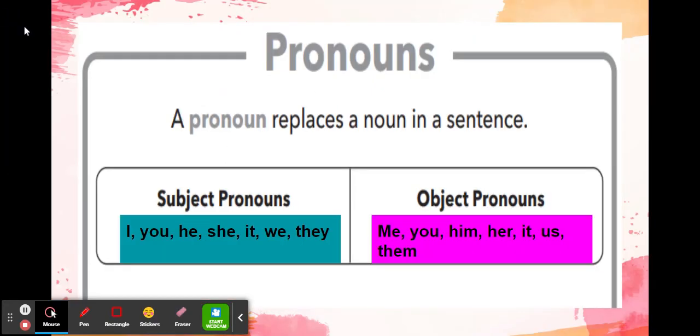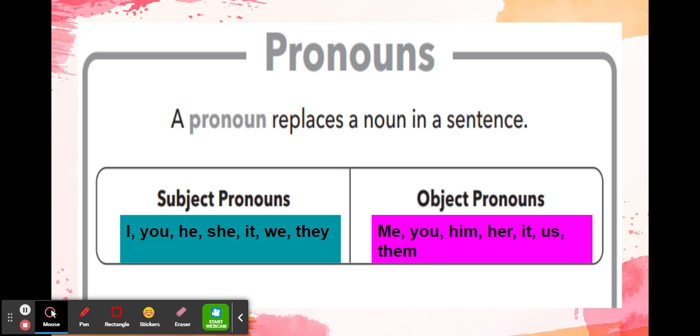Subject pronouns. So a pronoun is a word that replaces a noun in a sentence. For example, I am a noun. My name is Mrs. Gonzalez. If you called me she is my teacher. You replaced my name with a pronoun.